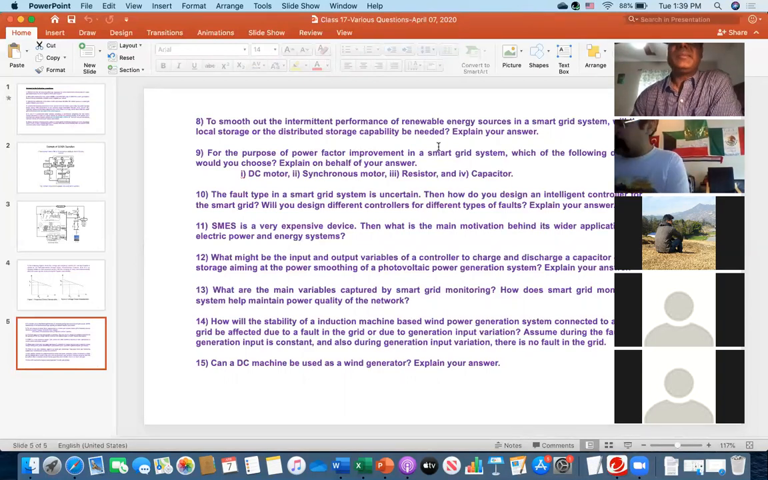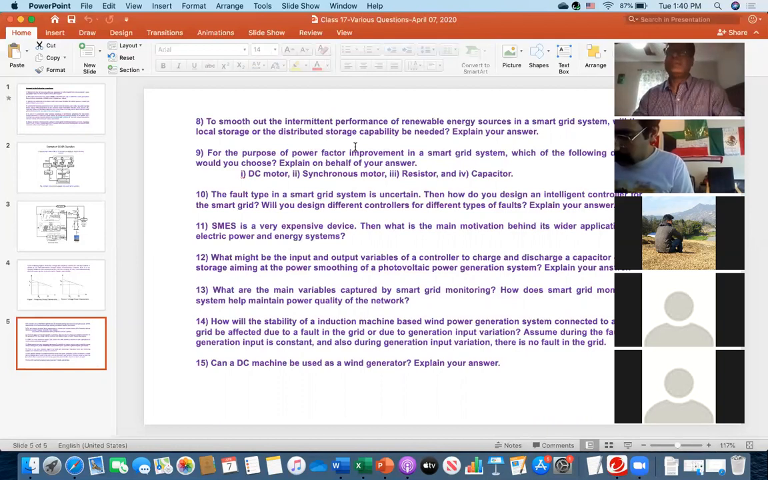I think both. Both, exactly. So the perfect answer would be: both local storage as well as the distributed storage capability will be needed to handle or to tackle the intermittent nature of the renewable energy sources. So please write down the answer that both local energy storage and the distributed energy storage will be needed to handle or to cope with the intermittent performance of renewable energy sources.